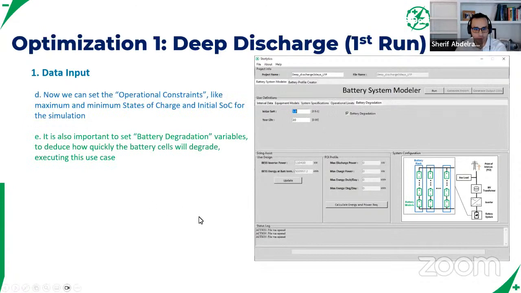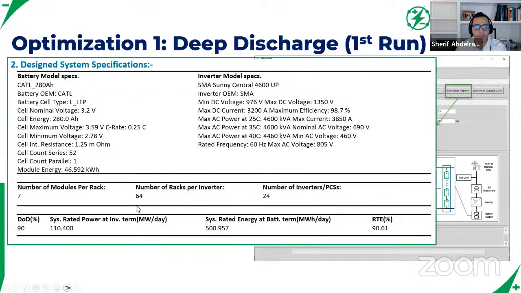And then here, set your assumptions on battery degradation. We're assuming we're starting off with new batteries, represented by the 100% state of health here. And as we mentioned in the project requirements section, we're assuming a 20-year project life. So after we run that case, this is what we get.